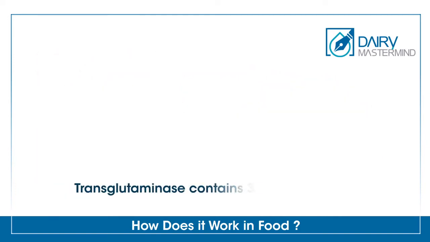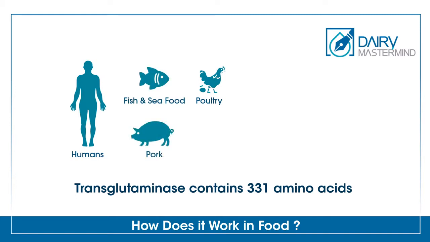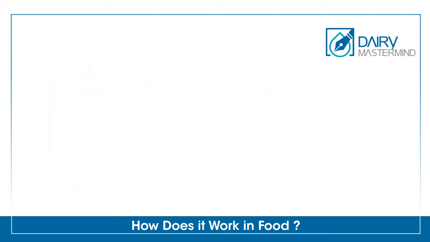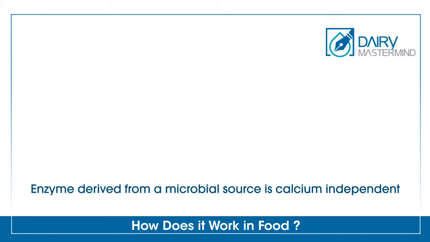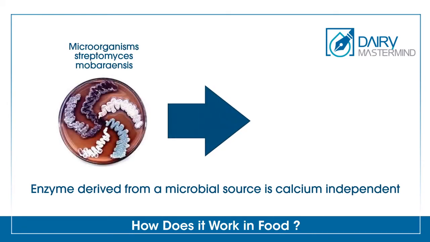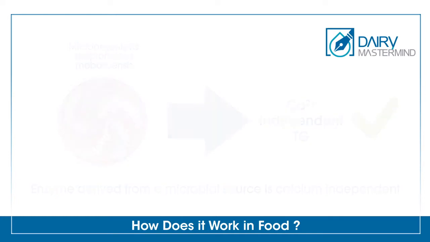Transglutaminase contains 331 amino acids and is naturally found in the human body, poultry, fish, pork, beef, and plants. This type is calcium dependent. An enzyme derived from a microbial source is calcium independent, so it is suitable for use in food applications because foods like dairy products contain calcium, and this calcium can inhibit the enzyme activation.